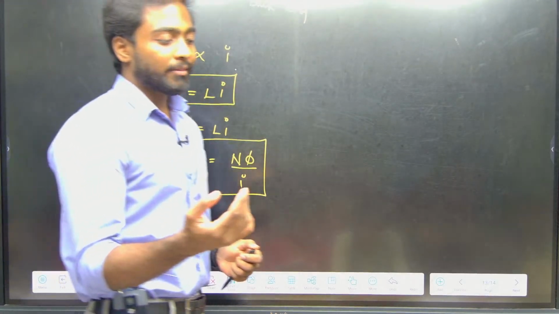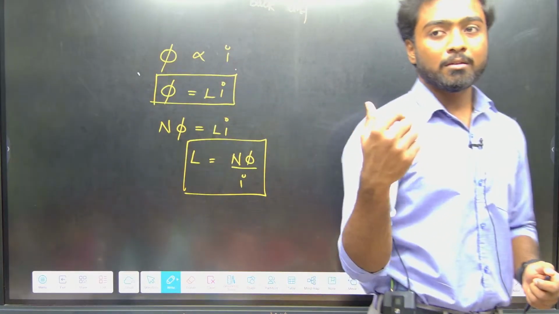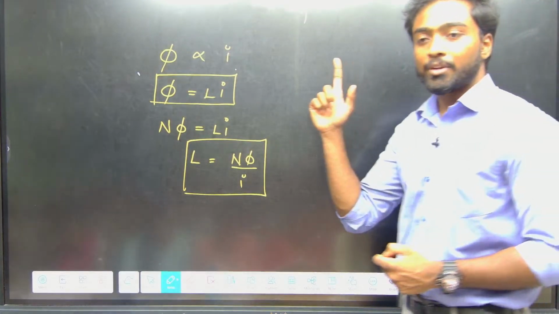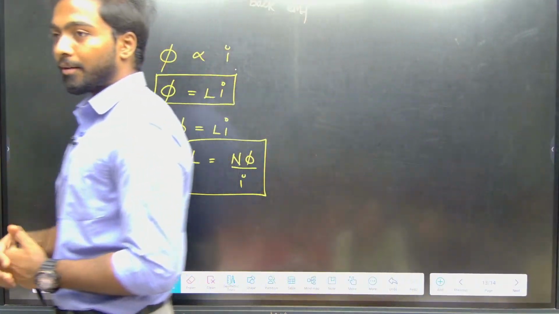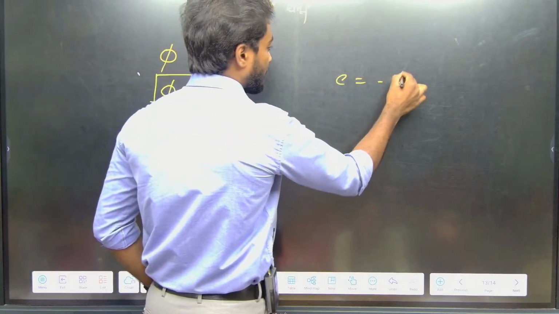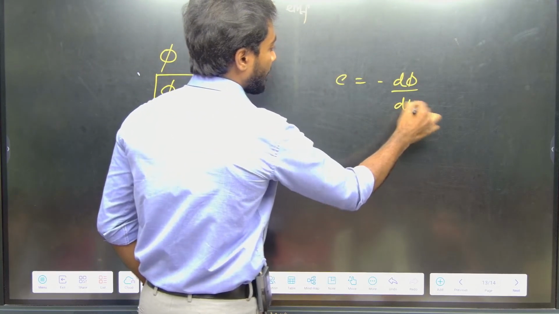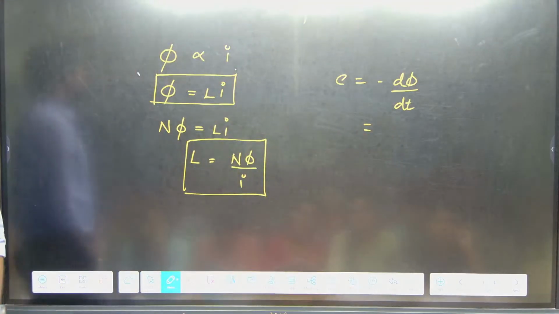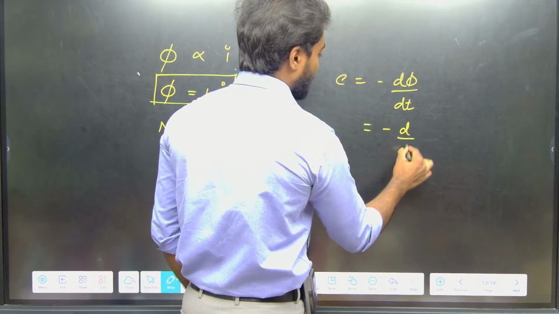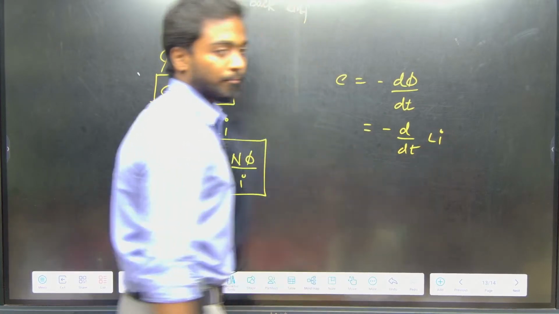Okay. What was the relation between the EMF and the flux? E is equal to minus d phi by dt. Which law? Lenz's law. Minus d phi by dt, no? E is equal to minus d phi by dt. What is phi here? L into I. So minus d by dt of L into I.